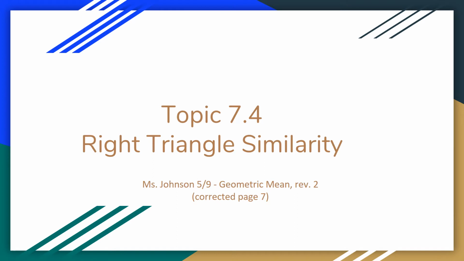So today we're gonna start off with 7.4, just a particular topic in 7.4. In fact, just a particular way to solve a particular problem in chapter 4. We're looking at geometric mean, and chapter 7.4 is a right triangle similarity section.